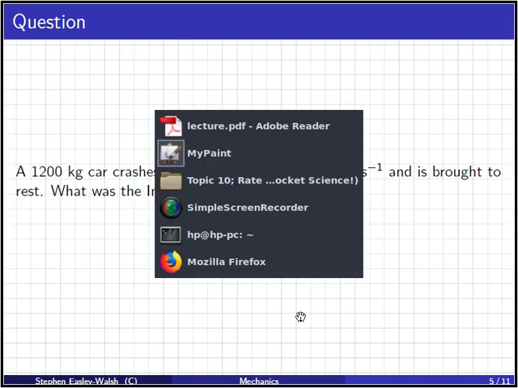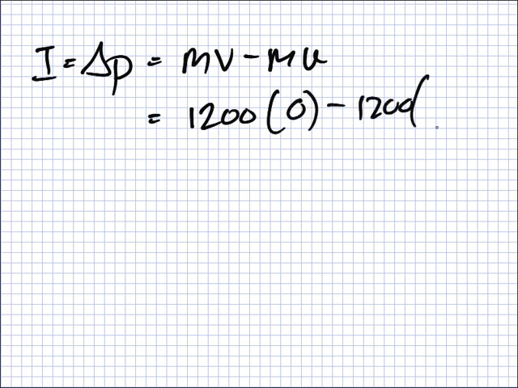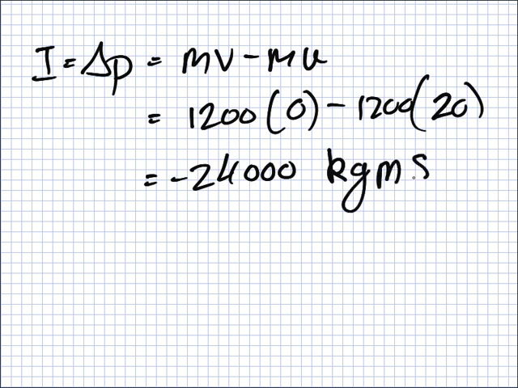Right. So let's have a look at the answer here. The impulse is the change in momentum, which is mv minus mu, which is, what did we say the m was? 1200, wasn't it? Yes. And the v, 0. And the u, 20. So the answer is minus 24000, isn't it? 3 O's. Don't forget the unit. Kilogram meters per second. Don't forget the unit.